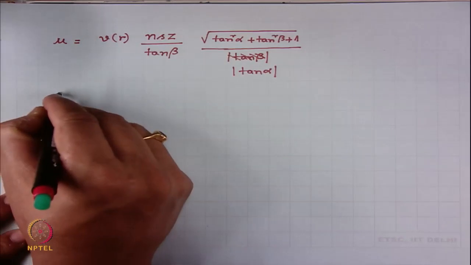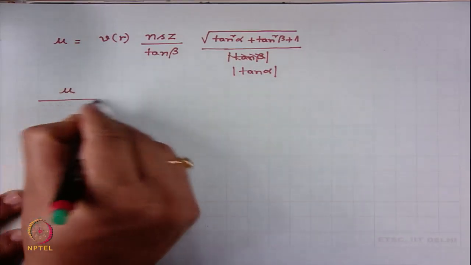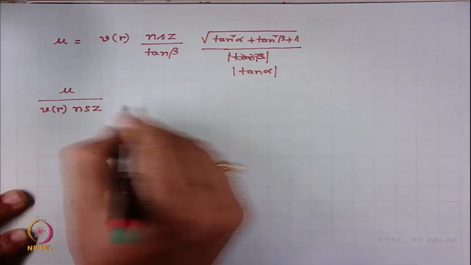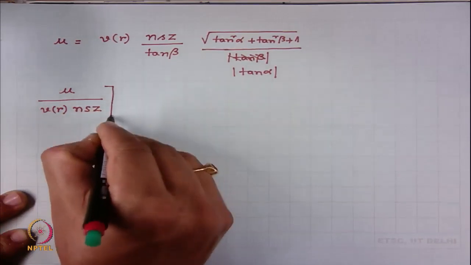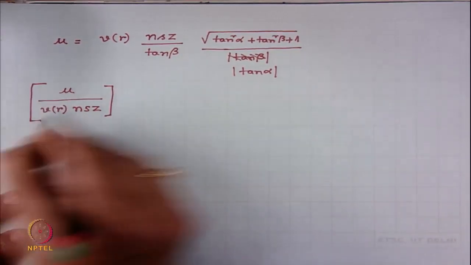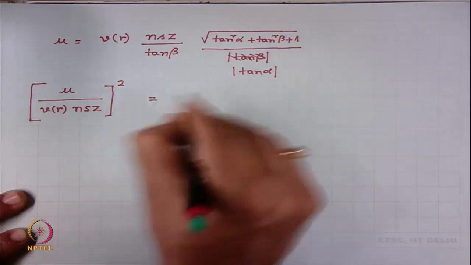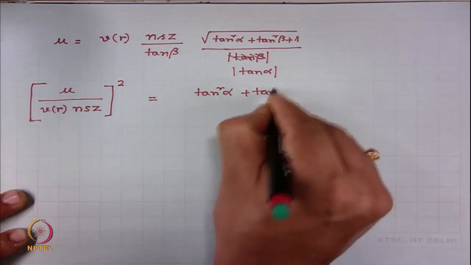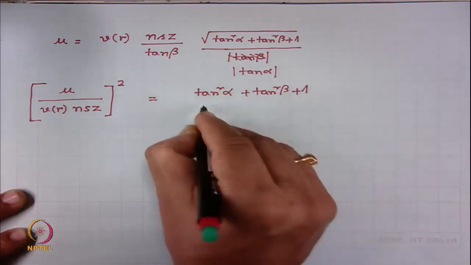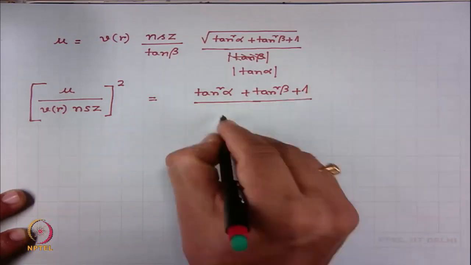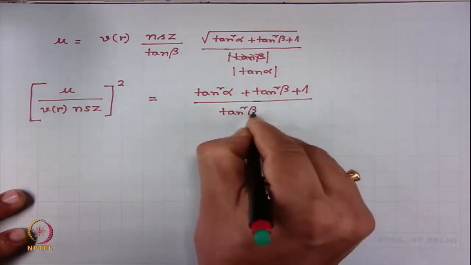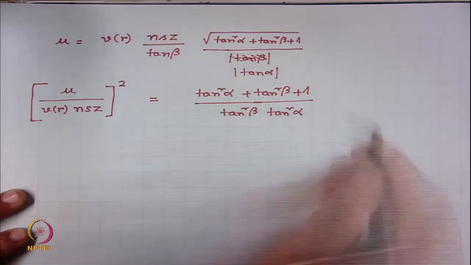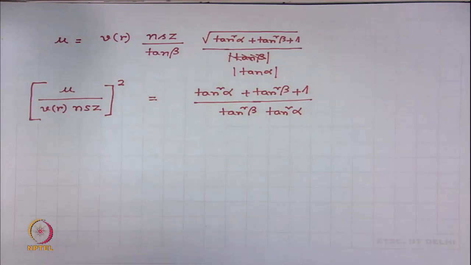So, mu divided by nu r n s z square is equal to tan square alpha tan square beta plus 1 tan square beta. Absolute value always will be a positive quantity, then it is positive tan square alpha.